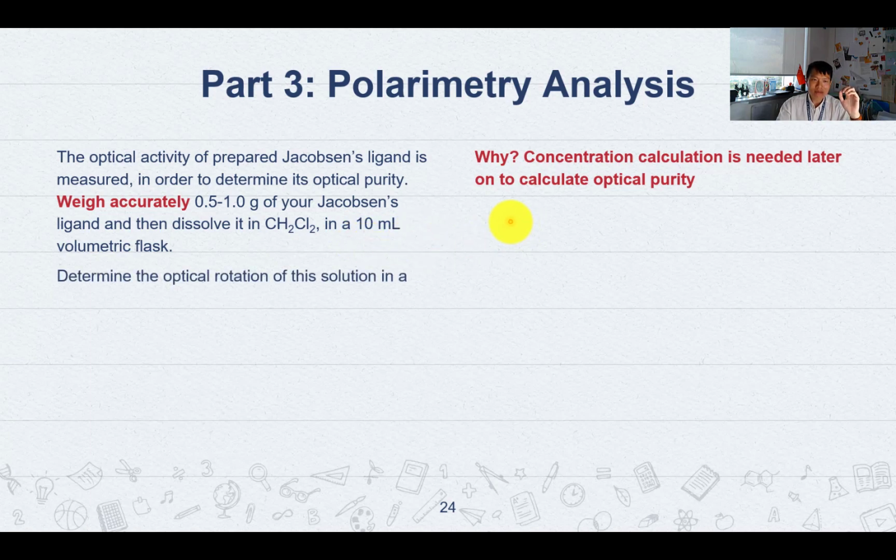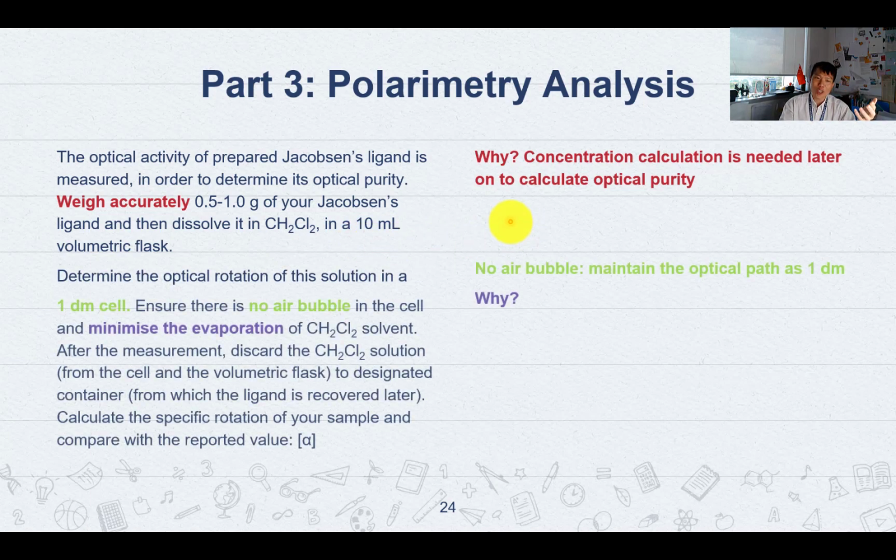Then you determine the optical rotation using the cell. 1 dm is your 10 cm cell here. No air bubbles, right? Why no air bubbles? Your path is 10 cm, your 1 dm. If there's a bubble, then it's no longer a solution path. You don't have the same concentration, and when you pass a ray of light through a bubble, you experience a bending of light due to the different refractive index of air and your solution. So ensure there's no bubble, a very critical step.